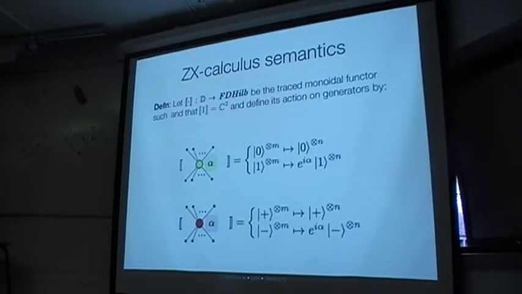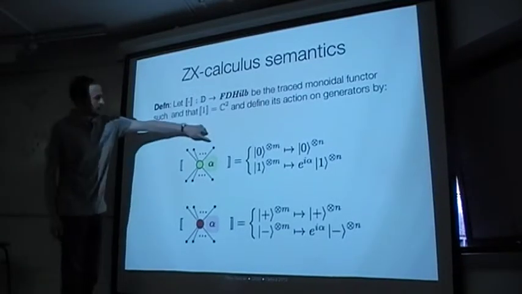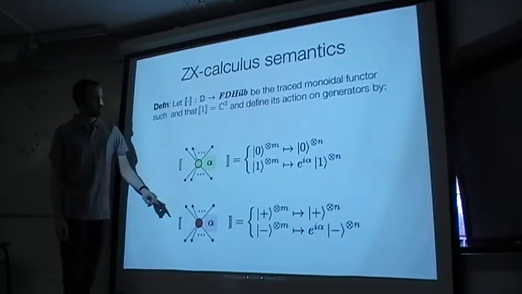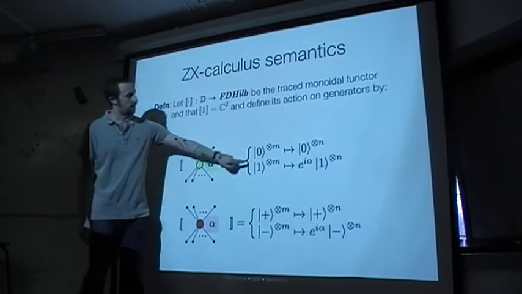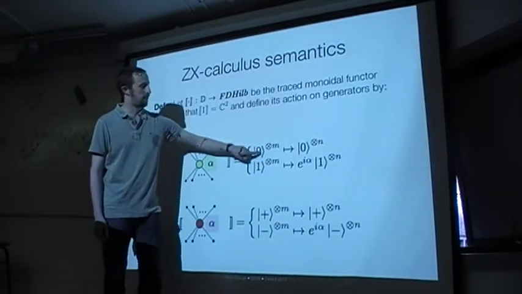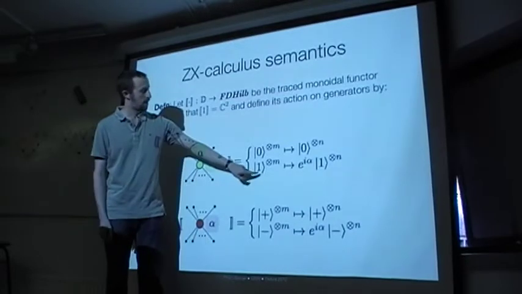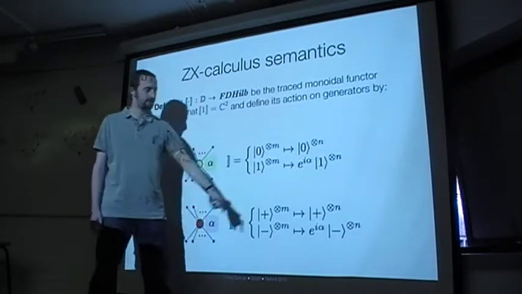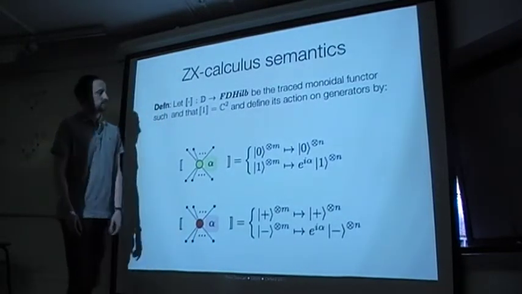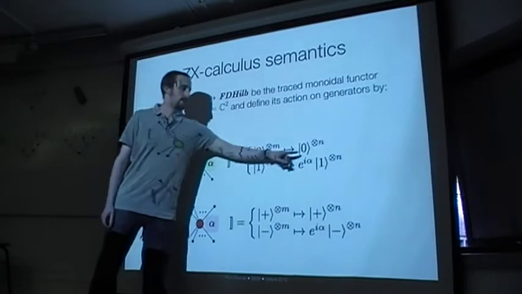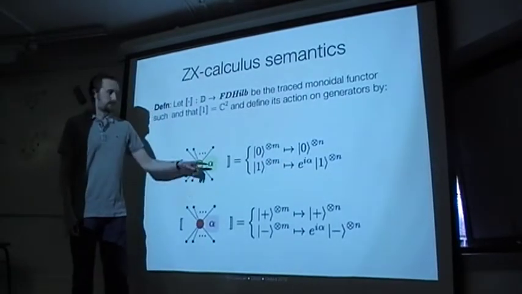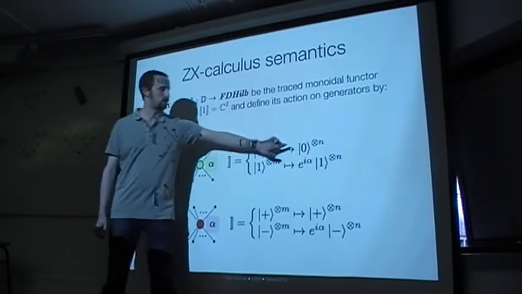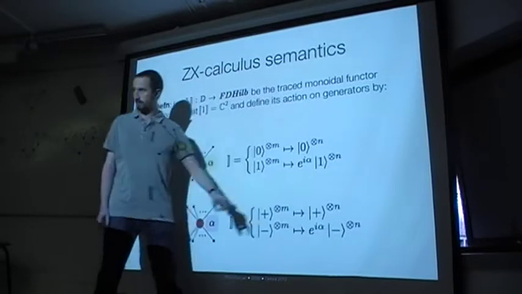But here's the interpretation. Say I've got m incoming edges and n outgoing edges. Then the meaning of this green vertex will be that I'm going to take m copies of the zero state onto n copies of the zero state, and m copies of the one state onto n copies of the one state with the phase of alpha. This is much easier to understand if you think of m equals 1, n equals 2, and alpha equals 0. You'll see this is just the one that copies the standard basis: 0 goes to 2 copies of 0, 1 goes to 2 copies of 1.